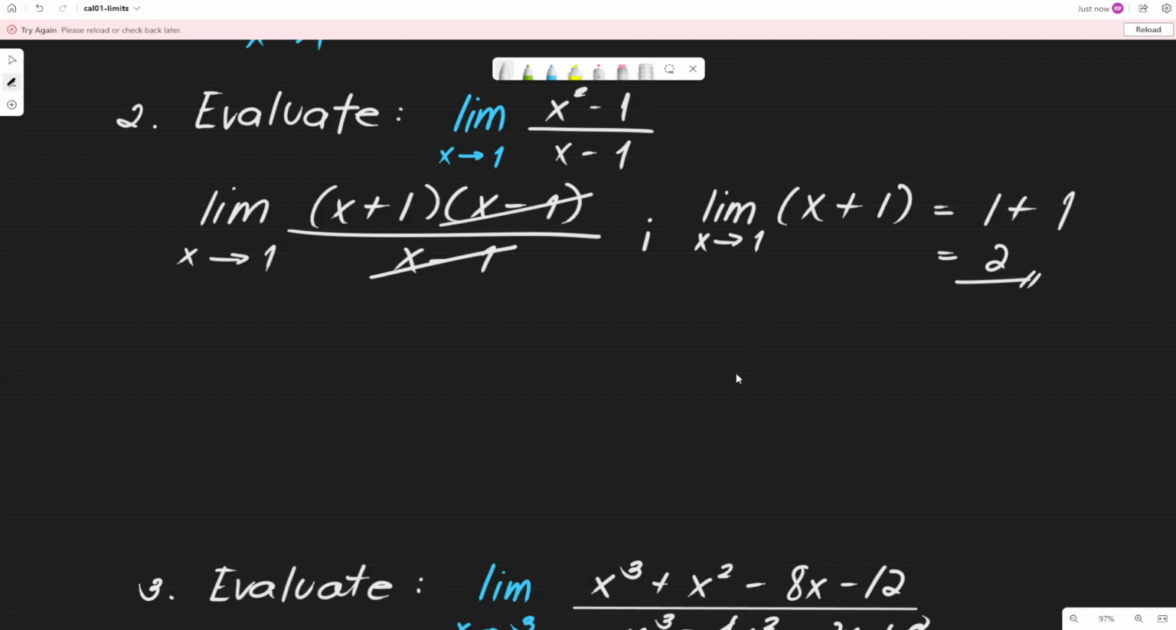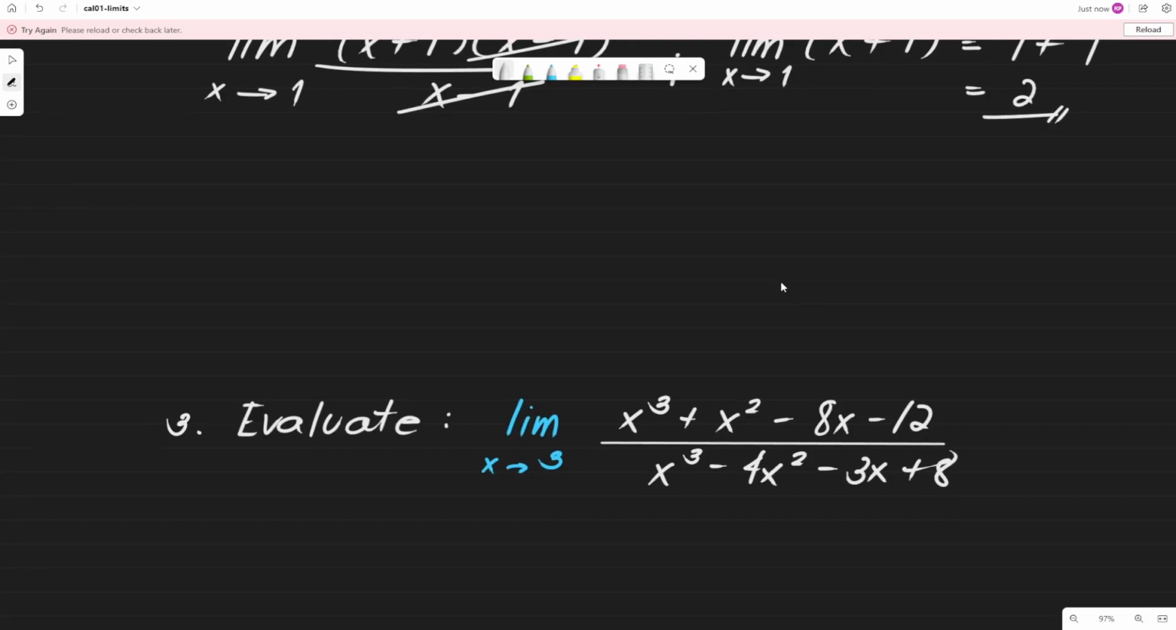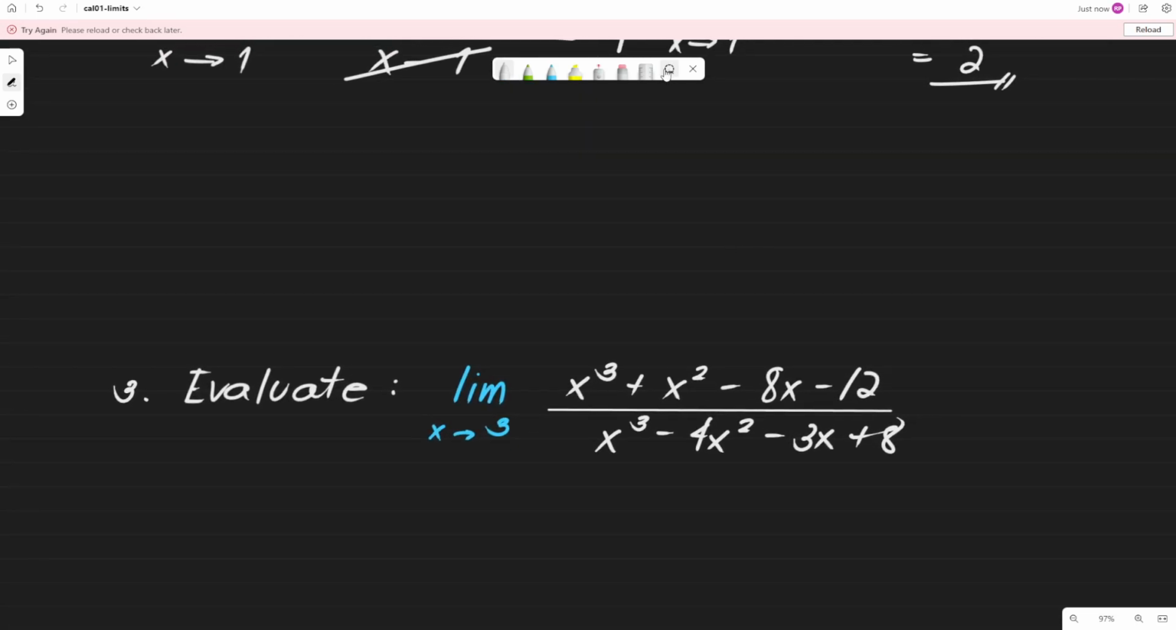Kapag initially nag-undefined yung sagot natin, let's try to look for, yung madededuce pa ba natin yung ating function? Baka pwede pa palang ma-deduce. We can do a workaround so that we can have an actual value for this function. Okay, so let's have our third example.